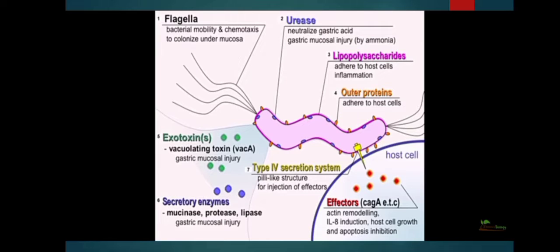Now you can see a diagram. In this picture you can see the whole structure of H. pylori bacteria. Here are 7 factors with the help of which the bacteria works. Firstly, flagella, urease, lipopolysaccharides, outer proteins, exotoxin, secretory enzyme, type 4 secretion system. These are the bacterial structure of Helicobacter pylori.